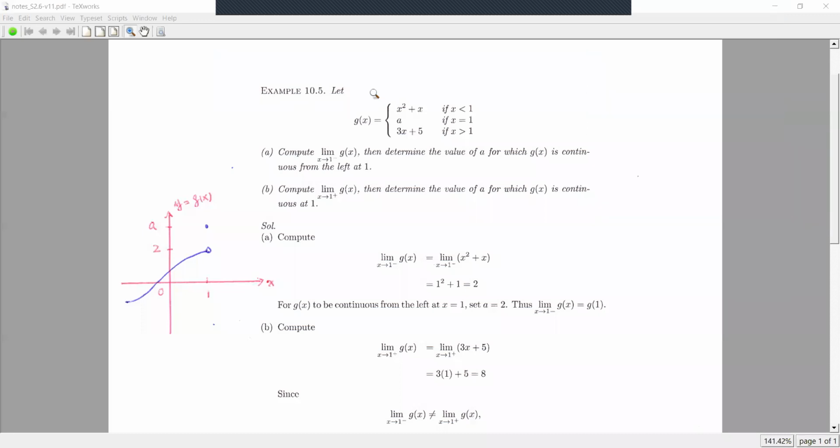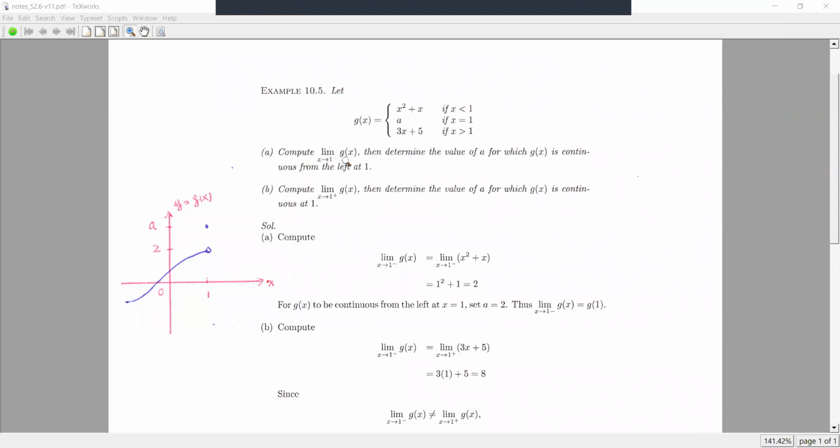Example 2. Consider this function. This function is defined piece by piece. Function value at 1 is A. Now, part A.